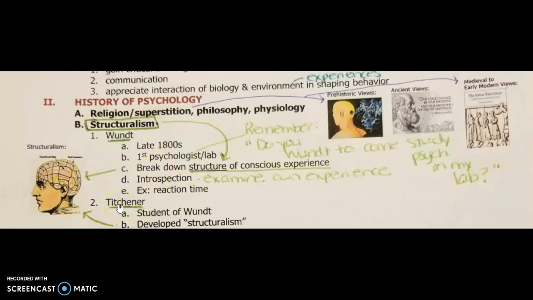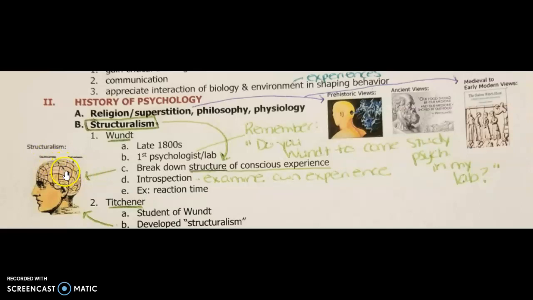Now, Titchener was a student of Wundt, and he continued to move forward this idea that we can break down the conscious experience, what we're thinking, into tiny little bits so that we can better understand it. And you see this picture over here. It's the structuralists, so Wundt and Titchener. Titchener developed structuralism, but Wundt started it without giving it the name. And they both wanted to break down the structure, the pieces of the conscious experience.